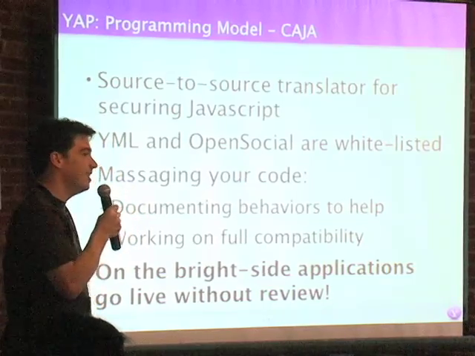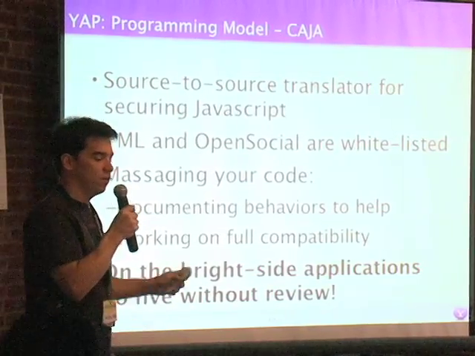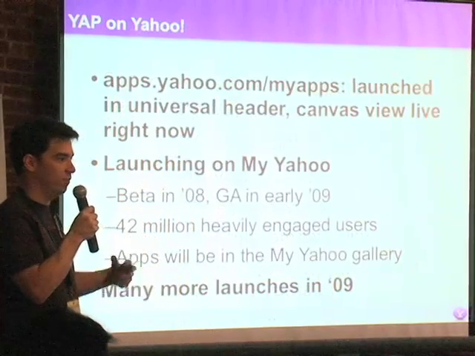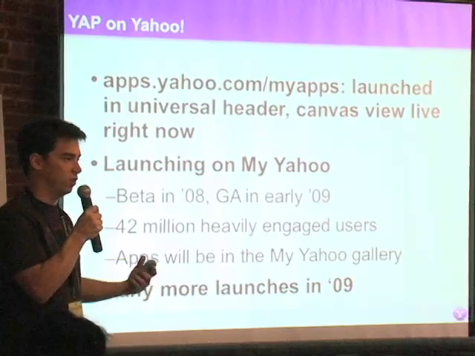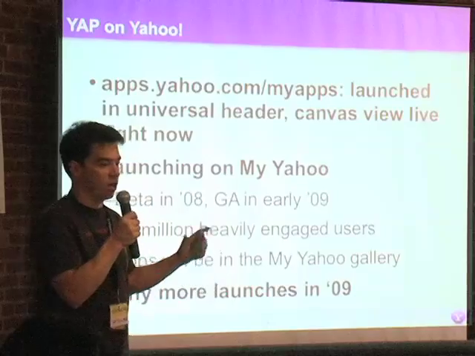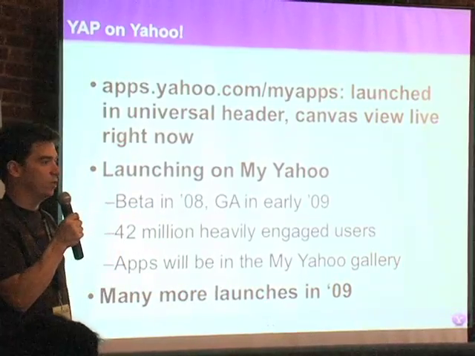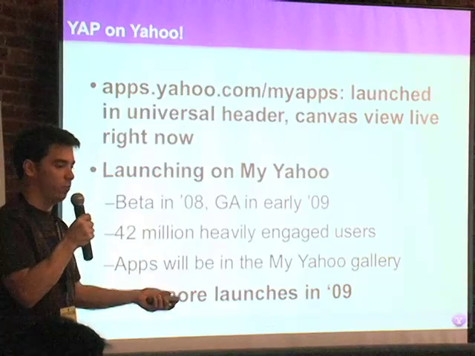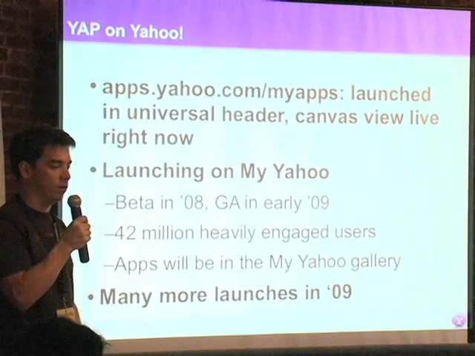So where can you see Yap on Yahoo today? Today, we've got a landing page that has all of the users' apps that they have installed, which is essentially a launching start bar. And apps.yahoo.com/myapps has actually just been rolled into the universal header that you'll find on many of the sites on Yahoo, where people can get back to their apps that they've installed.